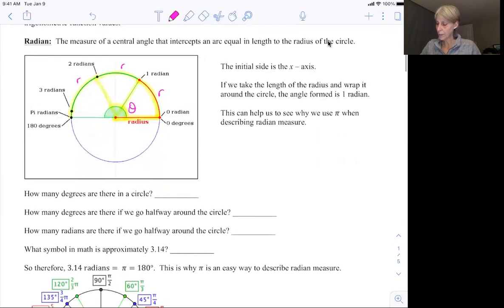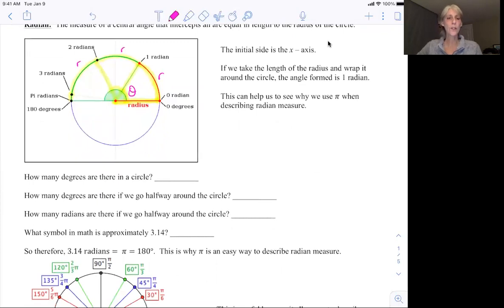Okay. So how many degrees are there in a circle? 360 degrees. How many degrees are there if we go halfway around the circle? We all know when we open up halfway around the circle, it's 180 degrees. Now, last year you learned, how many radians is it if we go halfway around the circle? And you all equated radians with pi.